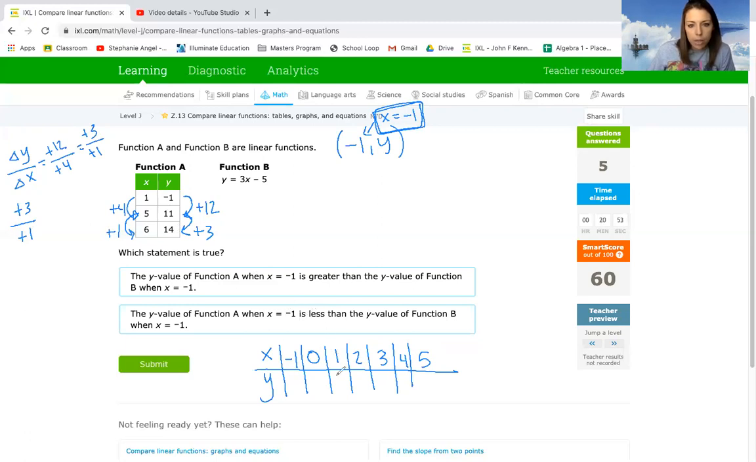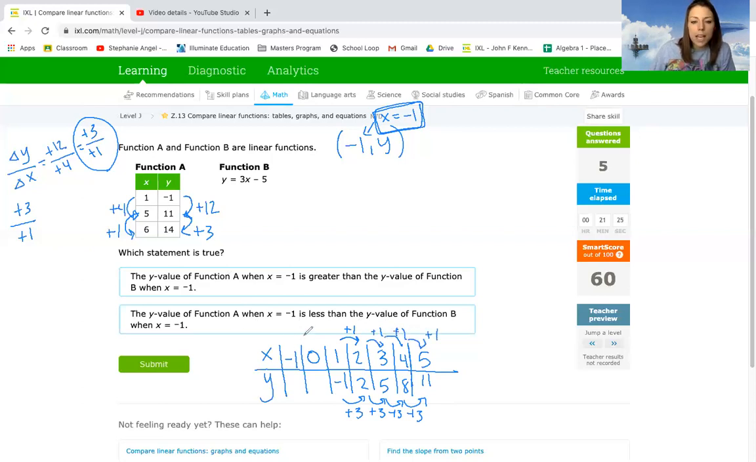Okay? Now, when x is 1, y is -1. So we have (1, -1). And then when x is 5, y is 11. So these are the points that we know. We also know that the rate of change is +3 over +1. So that means every time x increases by 1, y increases by 3. So -1 plus 3 is 2, plus 3 is 5, plus 3 is 8, plus 3 is 11, right? We're just filling in the table. And these are all increasing by 1 each time.